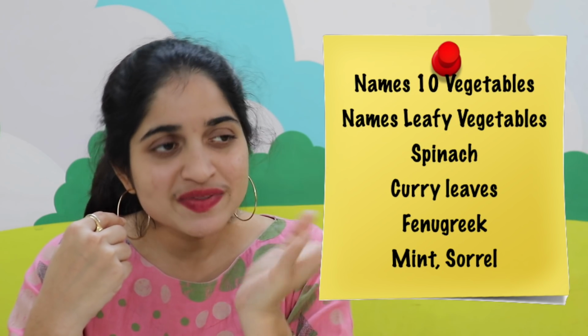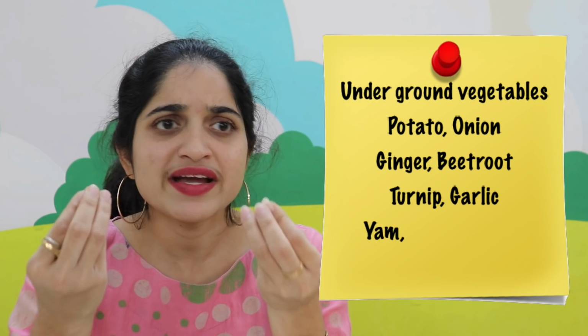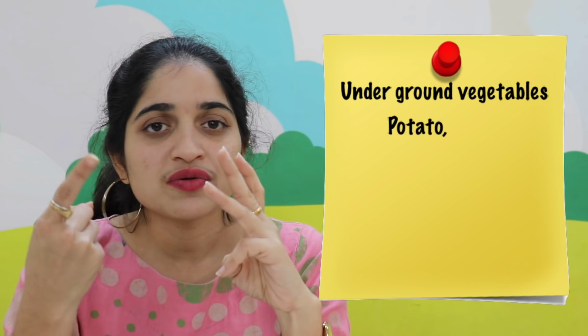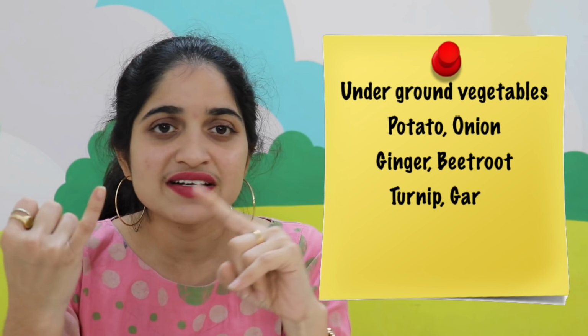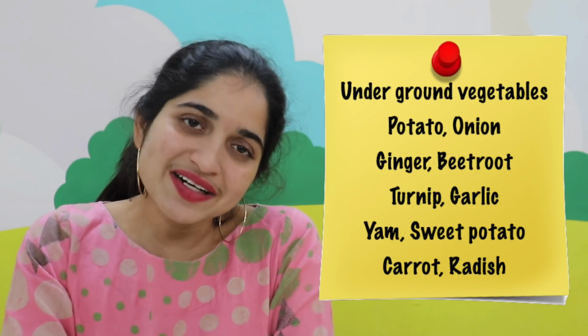Leafy vegetables like spinach, fenugreek, mint, sorrel, curry leaf. These are the leafy vegetables, and when it comes to the underground vegetables, they should be able to name at least 8 to 10 underground vegetables like beetroot, onion, potato, carrot, ginger, garlic, yam, sweet potato, turnip, radish. These are all the underground vegetables.